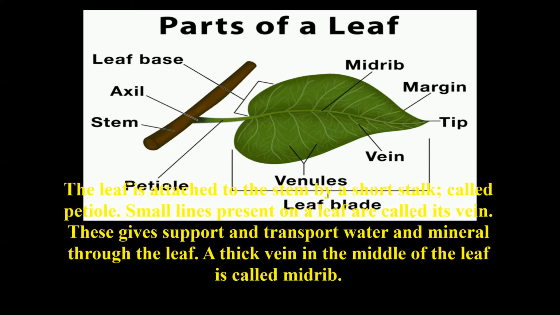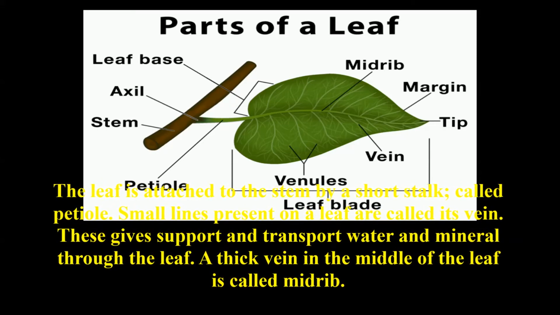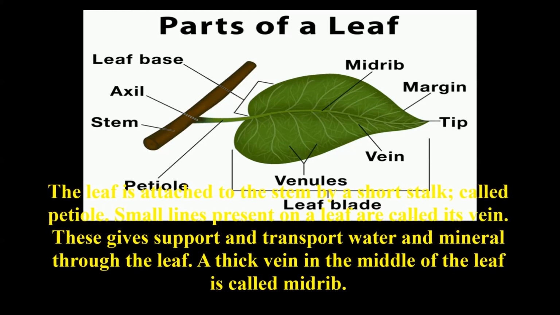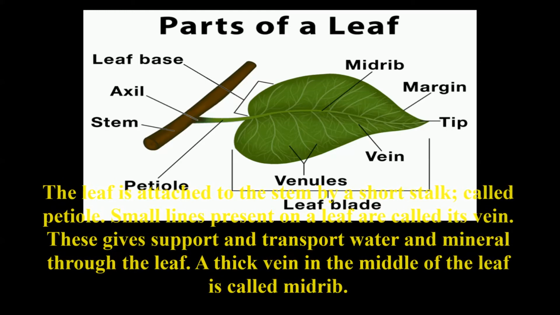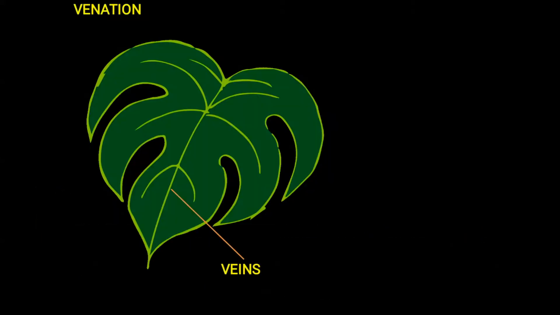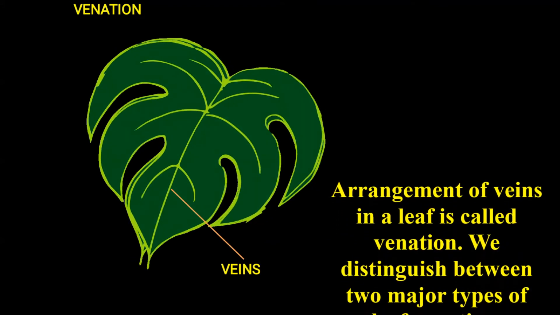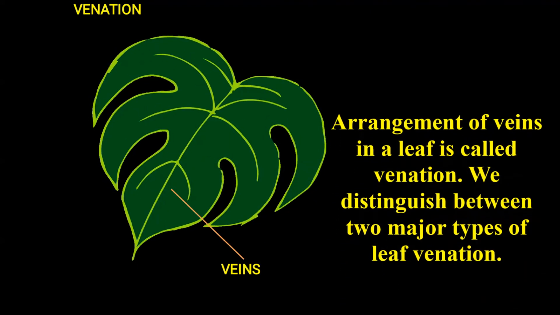Small lines present on a leaf are called its veins. This gives support and transports water and minerals through the leaves. A thick vein in the middle of a leaf is called as midrib. Let us discuss about venation. The arrangement of veins in a leaf is called as venation.